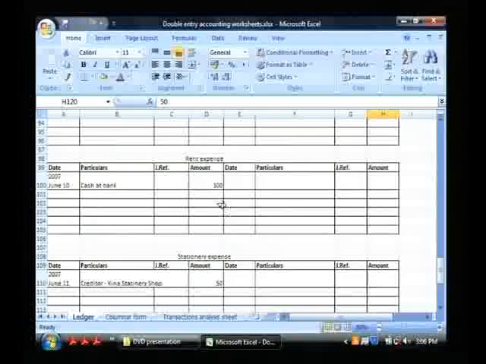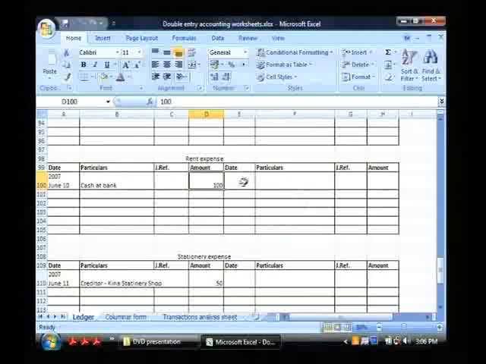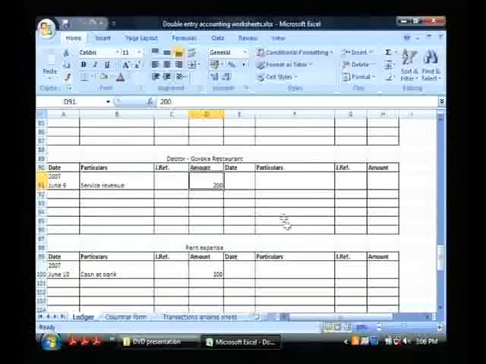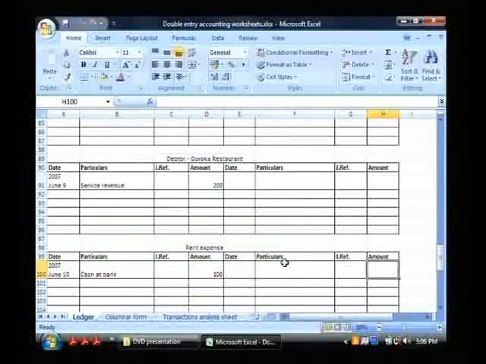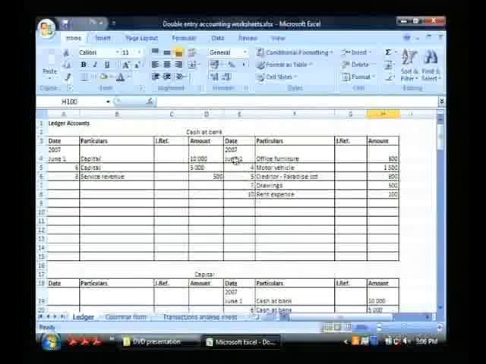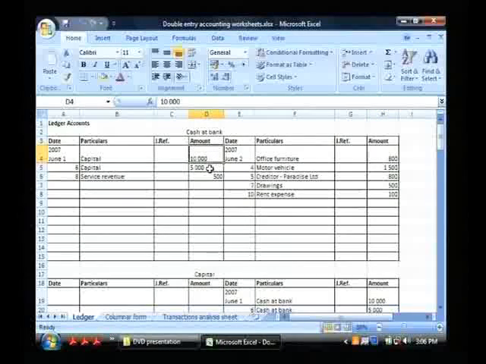For all the accounts, if you look at carefully, for each debit entry there must be a corresponding credit entry. So that is double entry accounting.